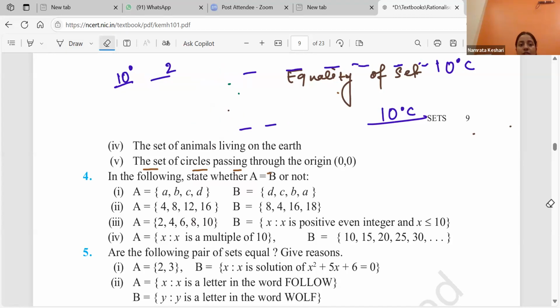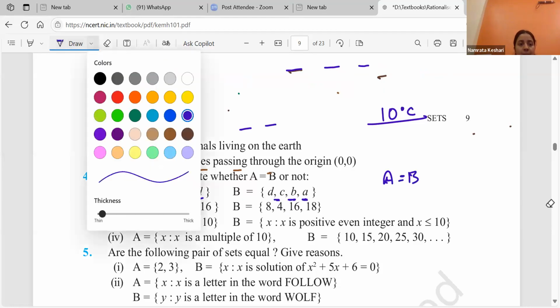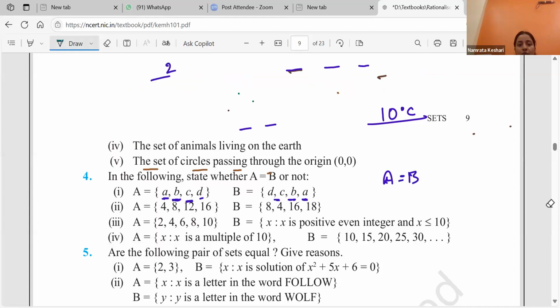We just have to check whether the given sets A and B are exactly the same or not. So let's see the first one. Here A, there A. Here B, there B. Here C, there C. Here D, there D. And we are done. A is equal to B. These two sets are exactly the same. Got it? Okay. Here 4, there 4. Here 8, there 8. Here 12, there no 12. So A and B are not the same. It's not equal.